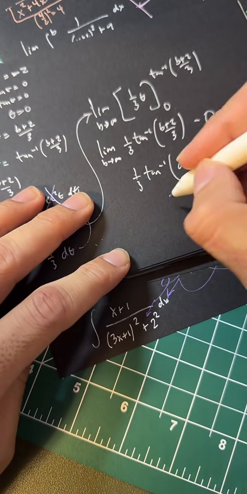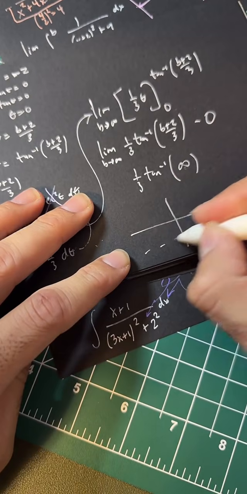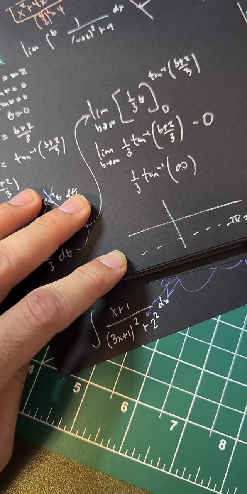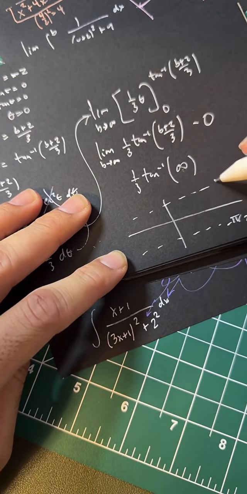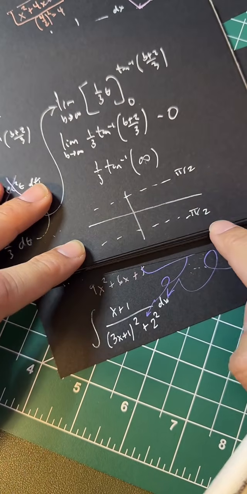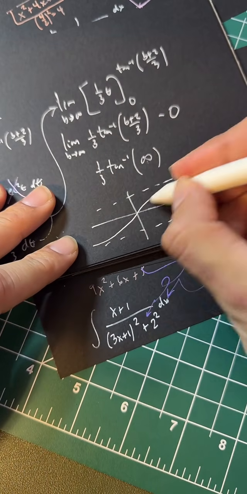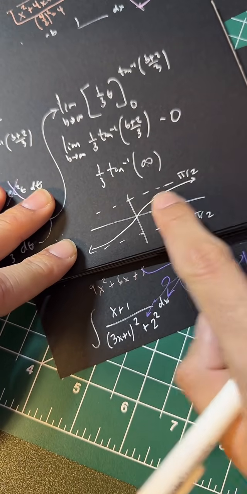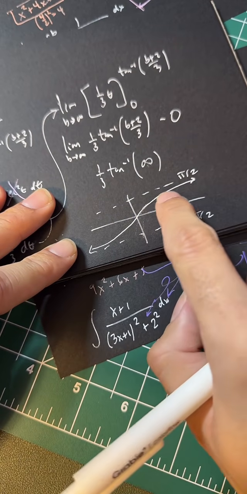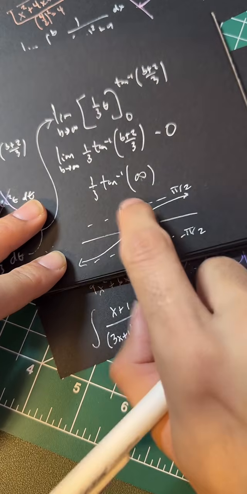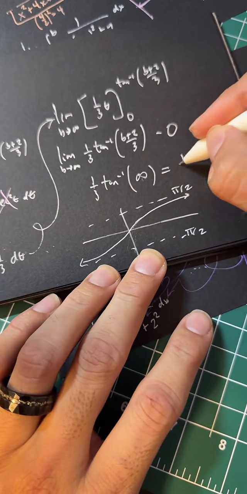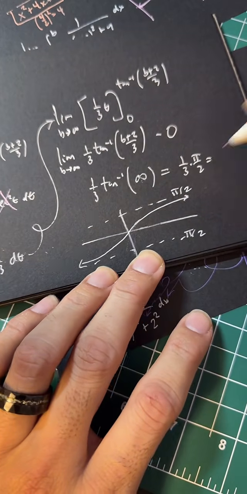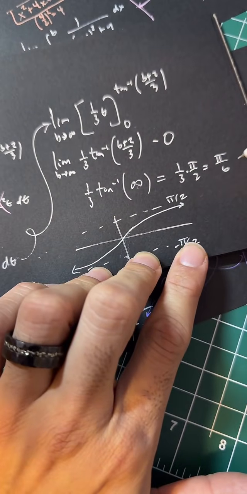And I mentioned that you should know what tan inverse looks like. Tan inverse has 2 horizontal asymptotes, one at pi over 2 and one at negative pi over 2, and the function just goes like this. So as we approach infinity, we approach pi over 2. And that's exactly what we're going to put here. Our answer is 1/3 times pi over 2, in other words, pi over 6.